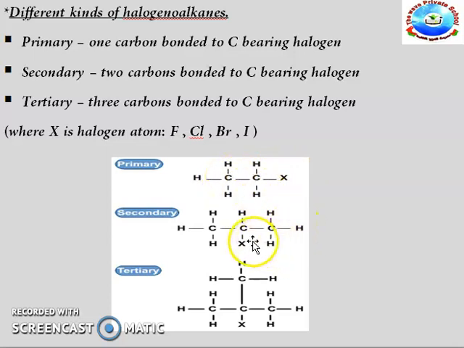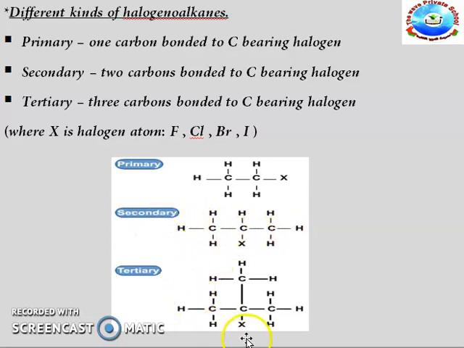Now let us see secondary. Now see this X. This X is attached with a C, and this carbon is bearing how many carbon atoms? To its right there is one more carbon, and to its left there is one more carbon atom. So the X, that is the halogen atom, is attached to a carbon which is bonded with two carbon atoms. That's why they are called secondary.